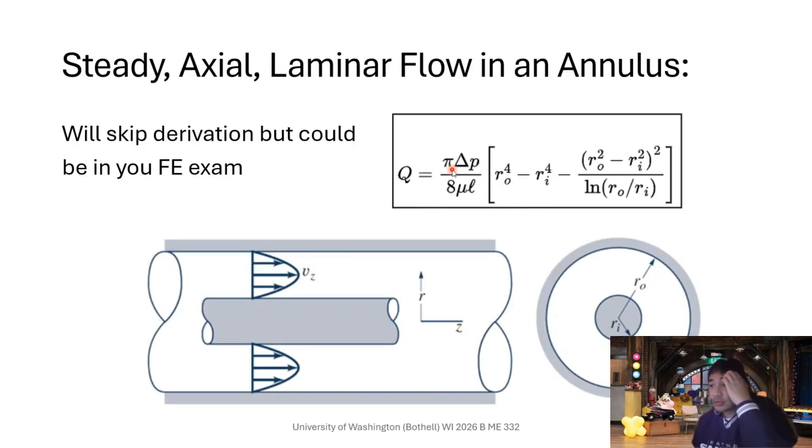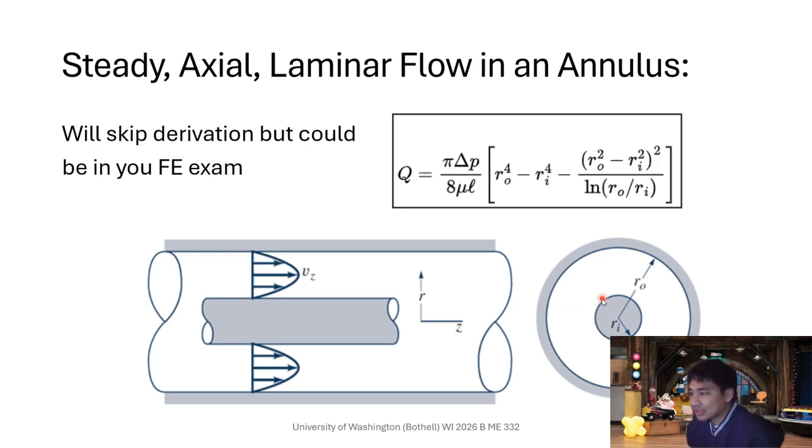Okay, so for steady axial laminar flow for an annulus, this is also not in your homeworks. I just wanted to share this with you because I remember this was maybe in the FE exam I took. It's been a few years back. I don't remember if this was in my fluids class, but I just want to make you aware of it, so if it happens to show up on your FE exam or somewhere, you have an idea where it's coming from.